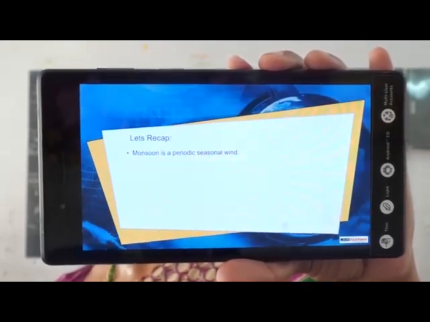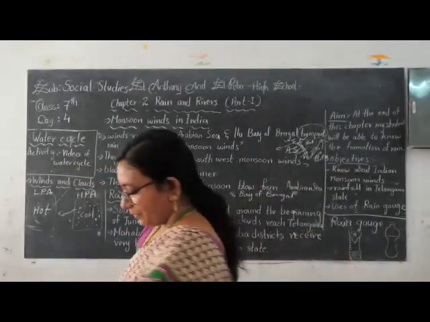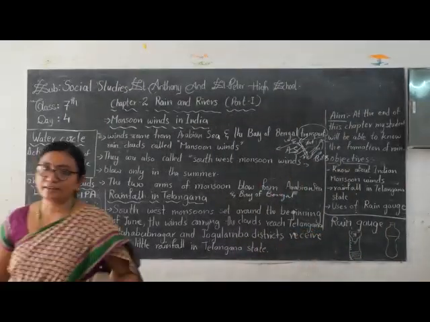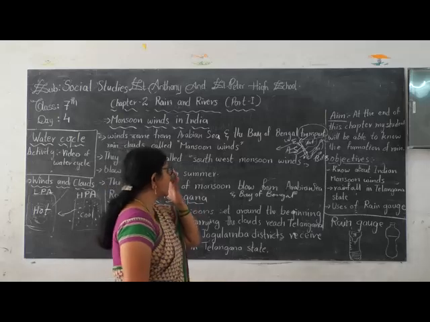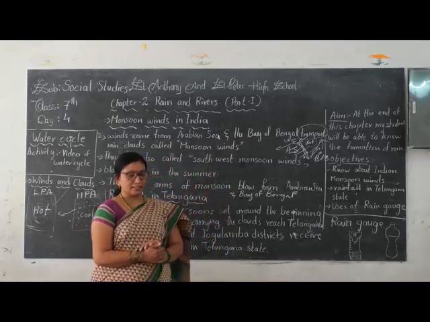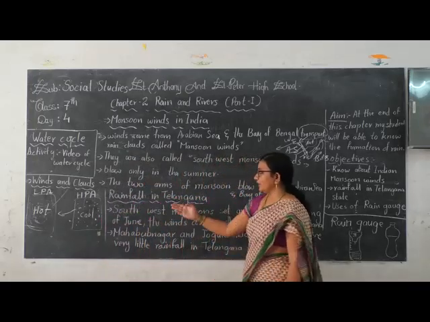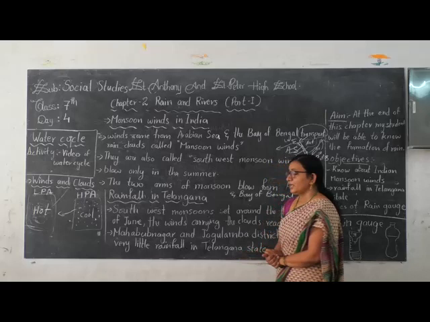Monsoon is a periodic seasonal wind that blows from sea to land in one season and vice versa in another. As we have learned here, the monsoon winds are useful for the flourishing of Indian culture. So now let us know about the rainfall in Telangana.